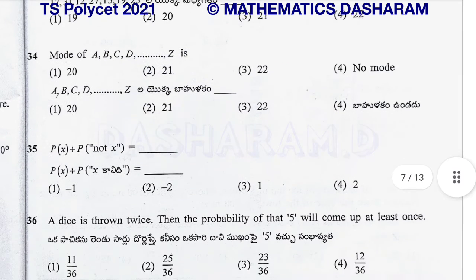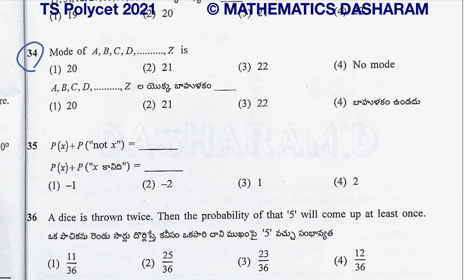Question number 34. Mode of A, B, C, D, dash Z is. See, A, B, C, D, dash Z means English alphabetical letters. Mode means which observation occurs more frequently, that is called a mode. So in A, B, C, D, dash Z, no observation is repeated. So that is why no mode. Option 4 is correct.